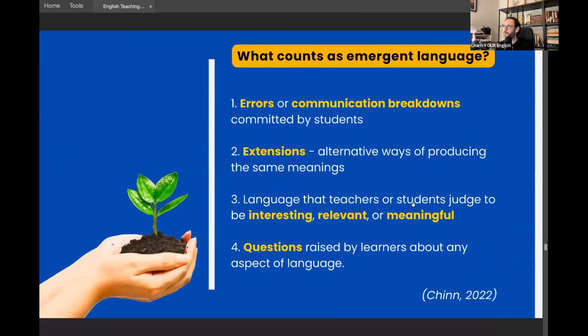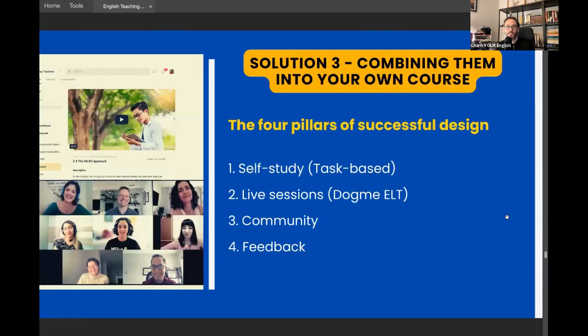But what counts as emergent language? All kinds of things. Any sort of error will count as emergent language. Any sort of extension of what a student says, asking them, can you tell me more about that? That would also count as emergent language. It doesn't always have to be mistakes. It doesn't always have to be errors. It could also be things that the students have said that you consider interesting, relevant, or even meaningful, and other students could also benefit from that. And of course, more importantly, because we want a more dialogical pedagogy, any questions raised by the learners about any aspect of the language will also count as emergent language.